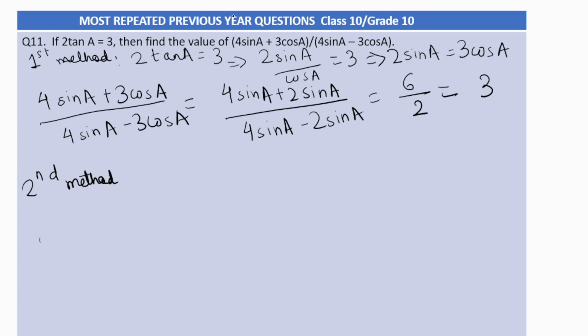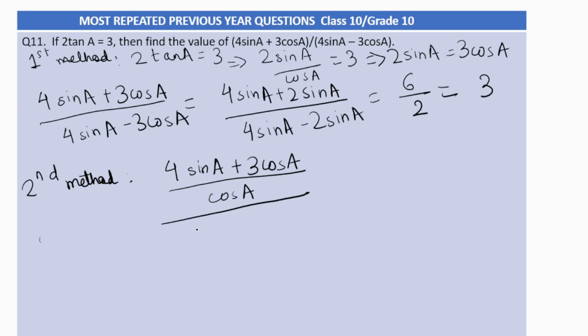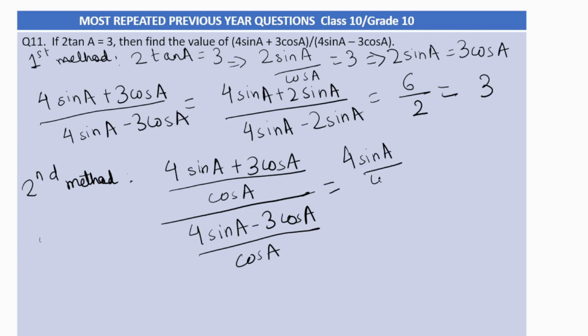I will change this equation to tan A, means I will divide both the numerator and denominator by cos A. This is the numerator, I will divide it by cos A. Similarly, what is the denominator? 4 sin A minus 3 cos A. So here also I will divide it by cos A. Now ultimately what it will become?